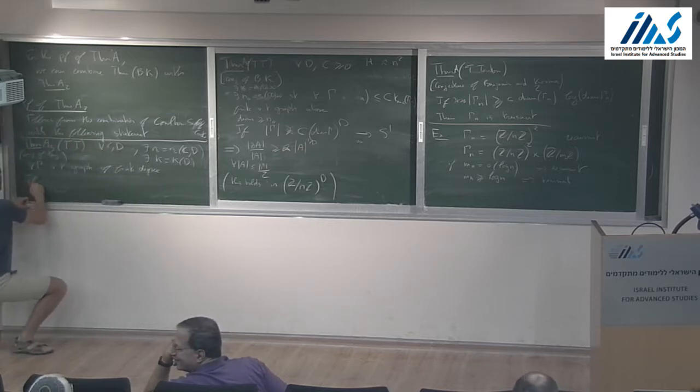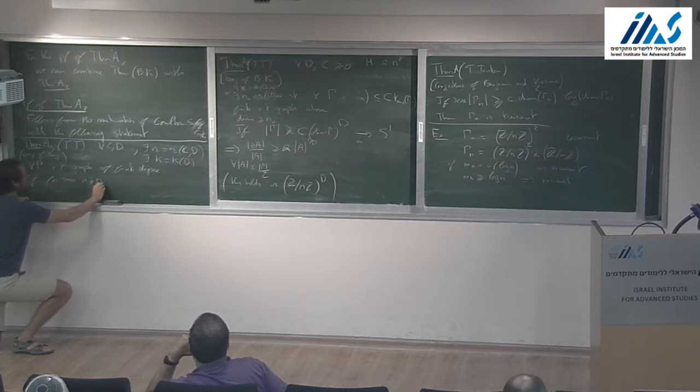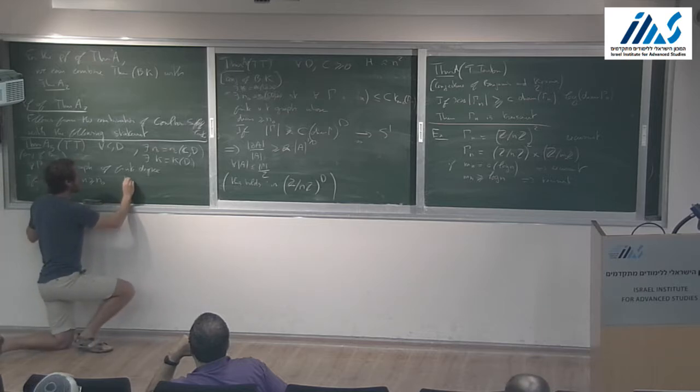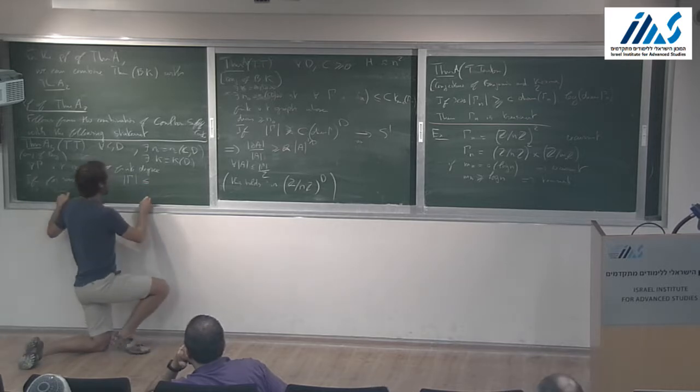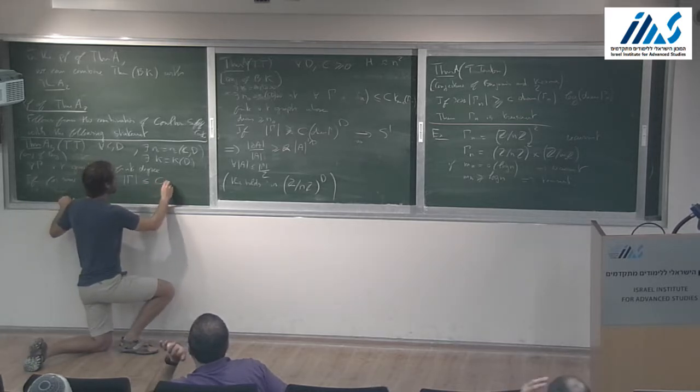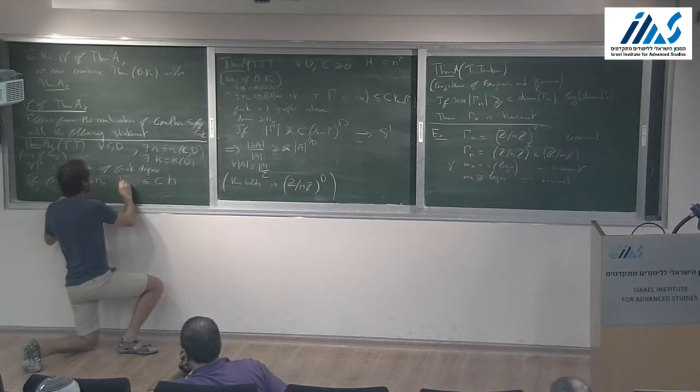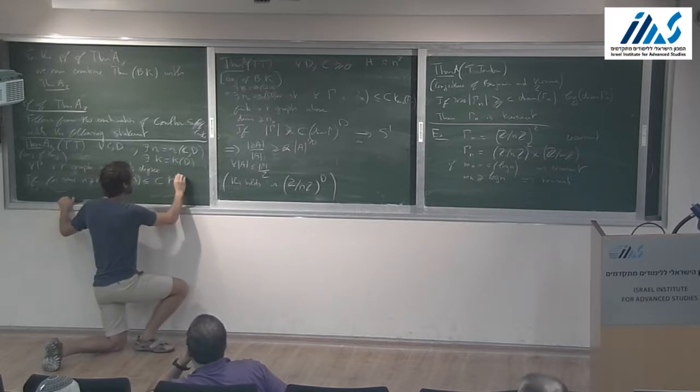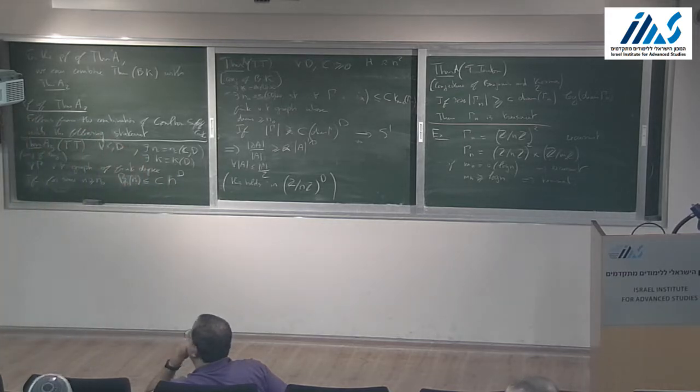if for some n larger than n0, we have that the volume, the ball of radius n in gamma, is less or equal than C times n to the d. So if you see, no, this time it's smaller. You will see why. I will explain later. But this time, it's in the right direction.